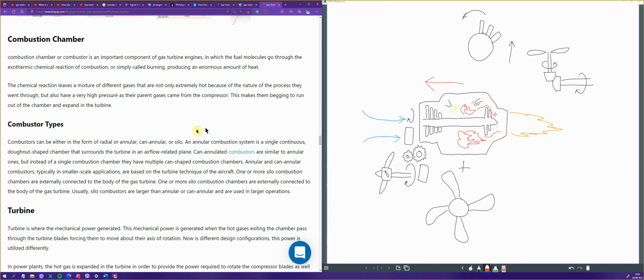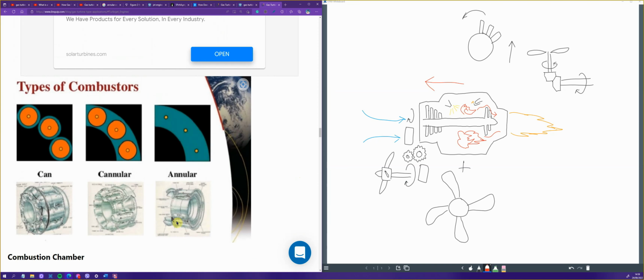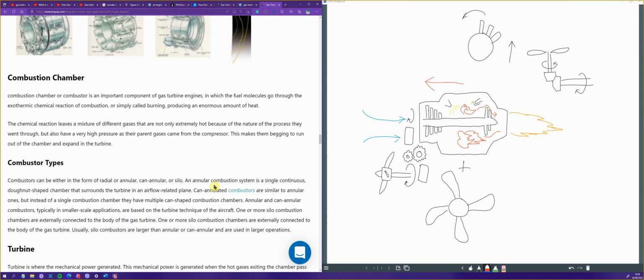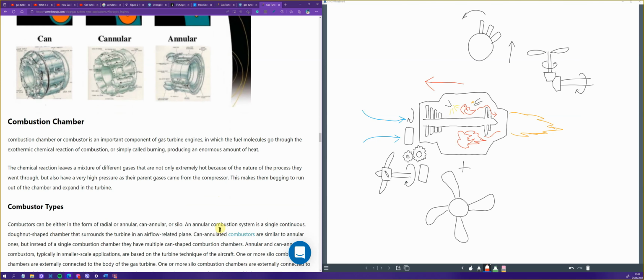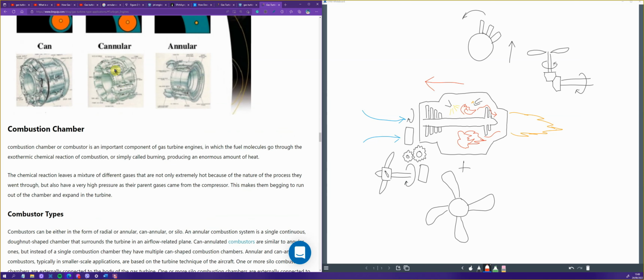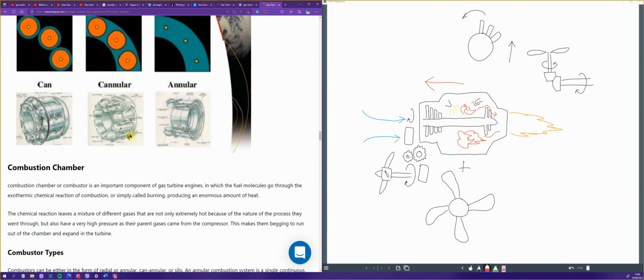An annular combustion system is a single continuous donut shape. Isang buo yan. Pag yung can, lata-lata, kanya-kanya yan. Yung can-annular, kalahati siya. It takes both characteristics from your can and your annular. May part siya na isang buo, may part siya na separated din, pero interconnected pa rin siya sa ibang cans o sa ibang chambers.